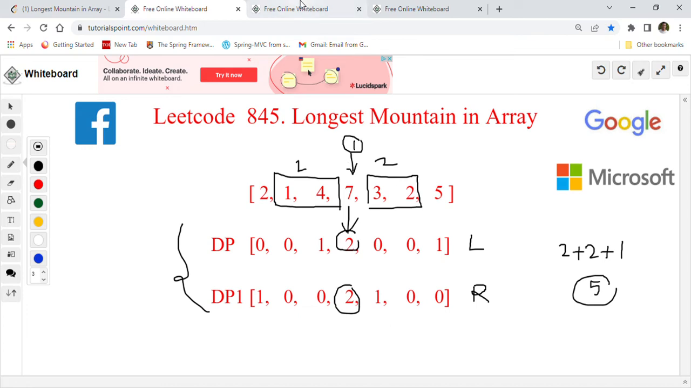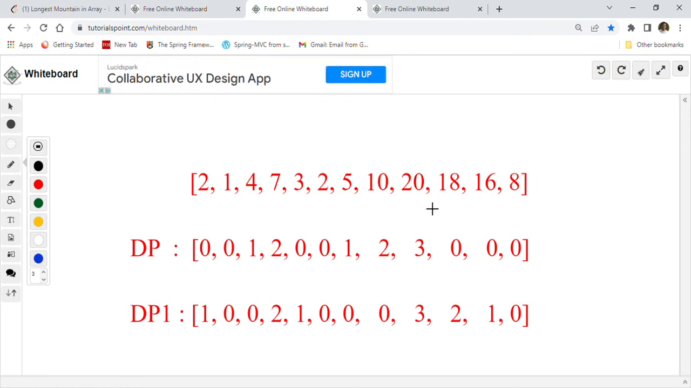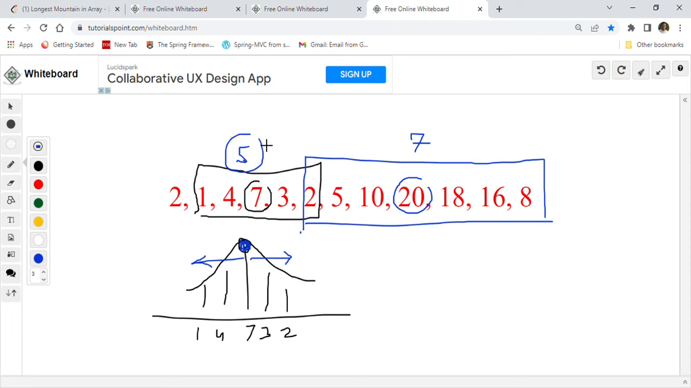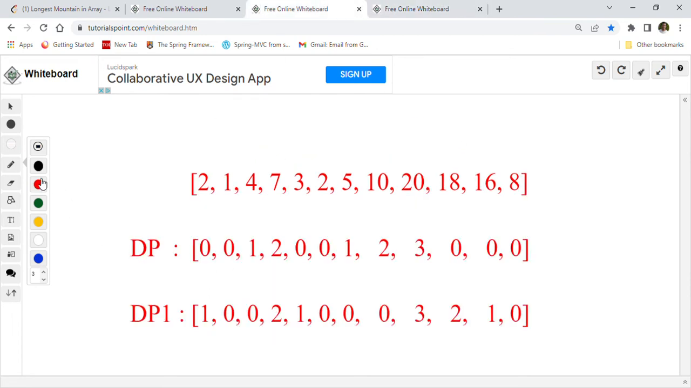So I'll show you one other example that I created. This is a little bigger example than what we have seen here. This is the same example. We have two mountains here. One is 5, one is 7. So we have to choose the maximum. So how will we choose it here?